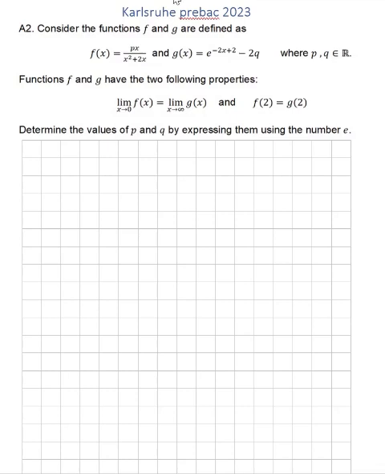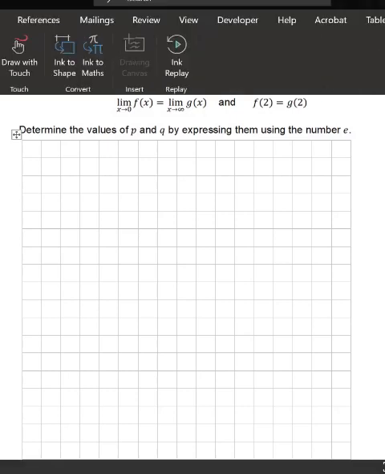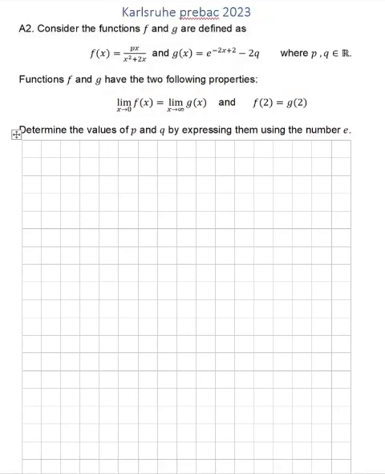I'd go, okay, what's going to be the easiest thing for me to attack first? So the thing which sort of looks the least scary here is my f of 2 is equal to g of 2. I'm much more comfortable getting the image of a number than I am trying to find the limits. That's what I know for sure. So let's go and we'll crack on with this.